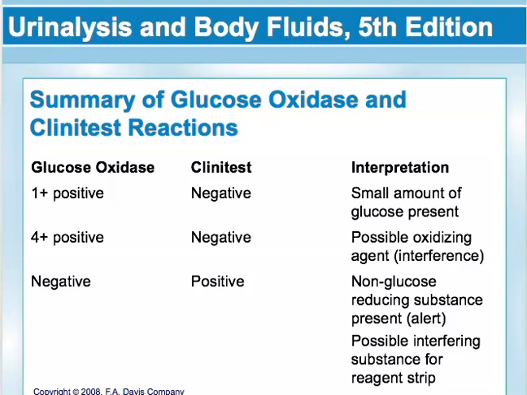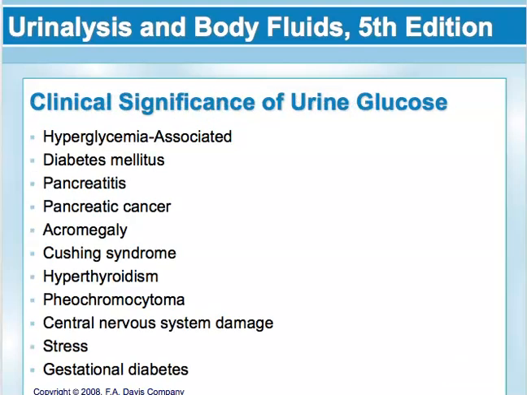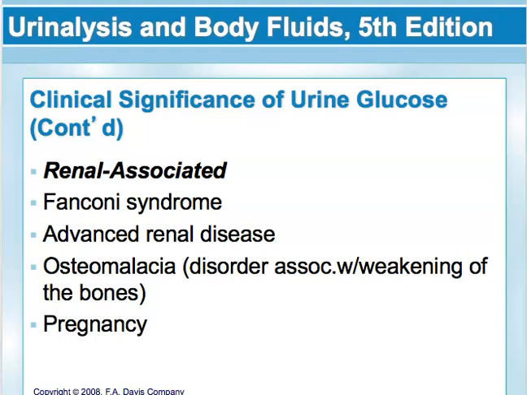And here is just a glucose oxidase and Clinitest reaction correlations. And then a list of the clinical significance of urine glucose, so different conditions that it can be associated with. And again, just broken down by renal associated versus other.